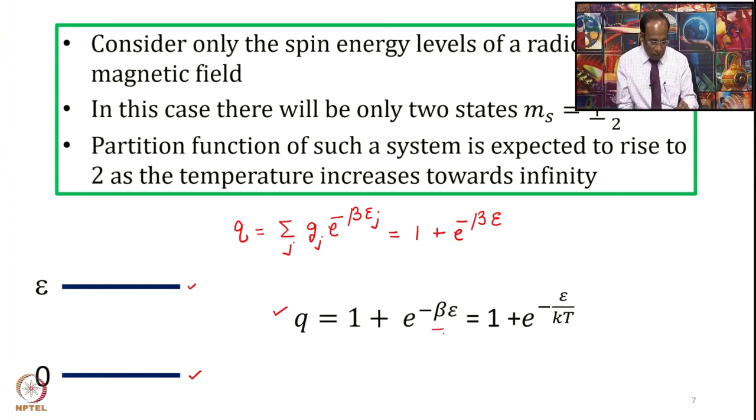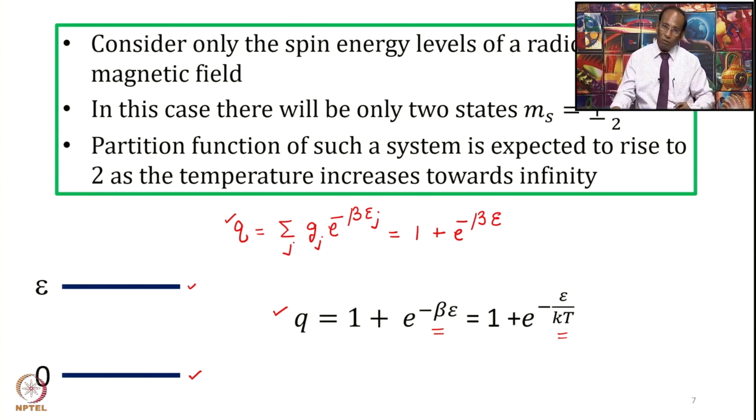And expressing beta in terms of temperature, you have 1 plus exponential minus E upon kT. We should be able to conveniently write the expression for molecular partition function depending upon how many states are there in a system. Here we are talking about some idealized case in which there are only 2 states. And in that case, in that system, the partition function is given by this expression.